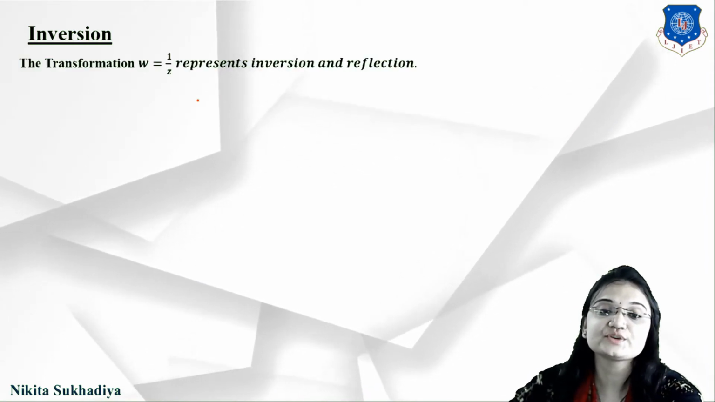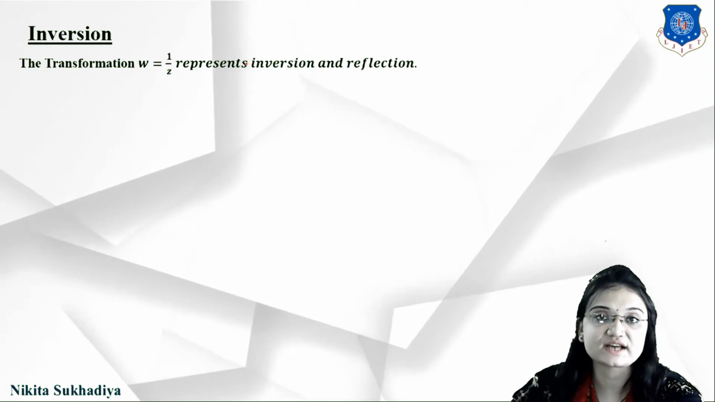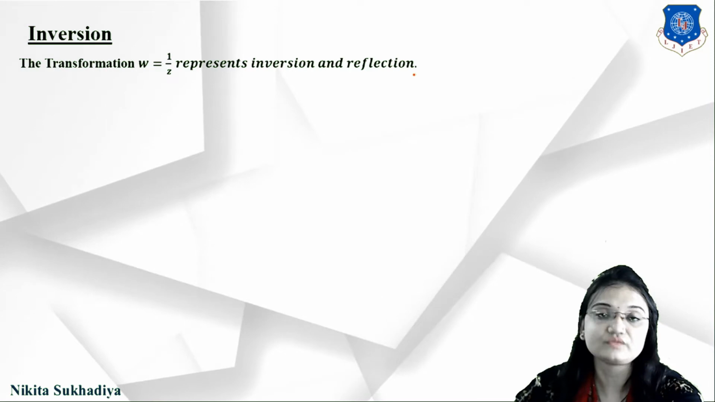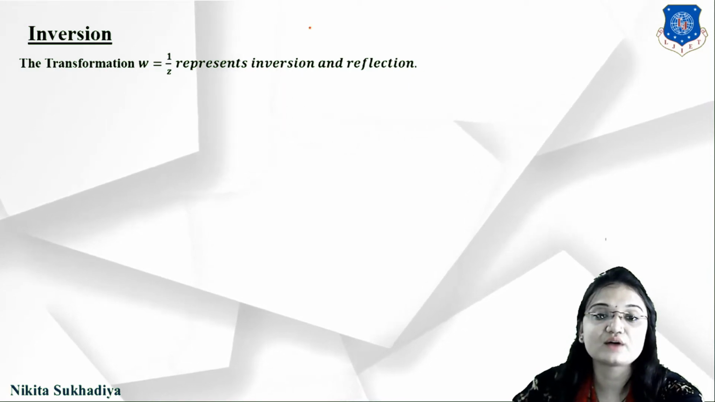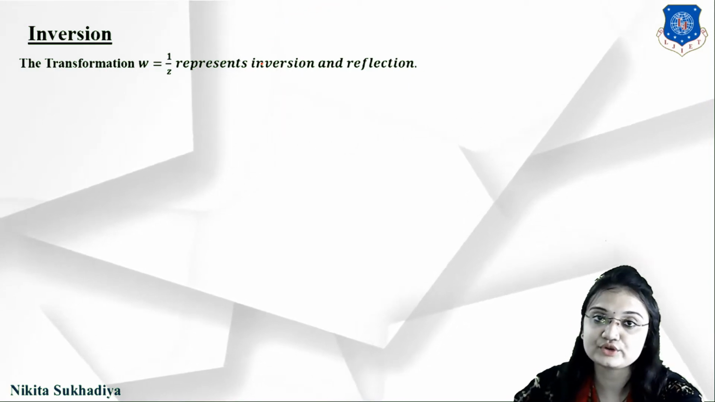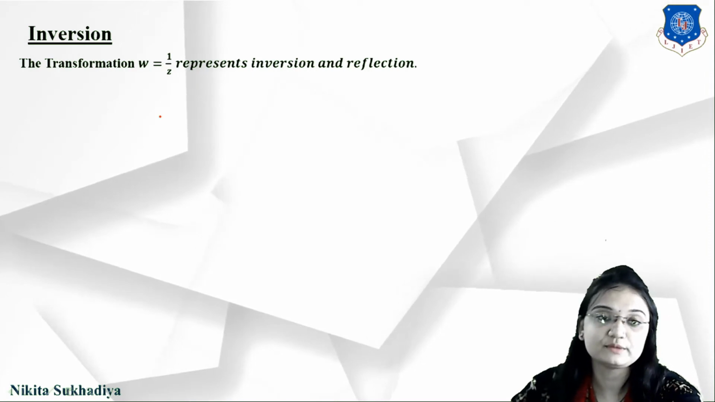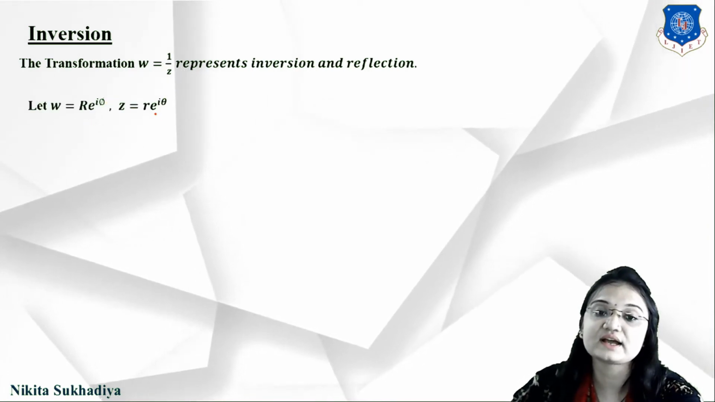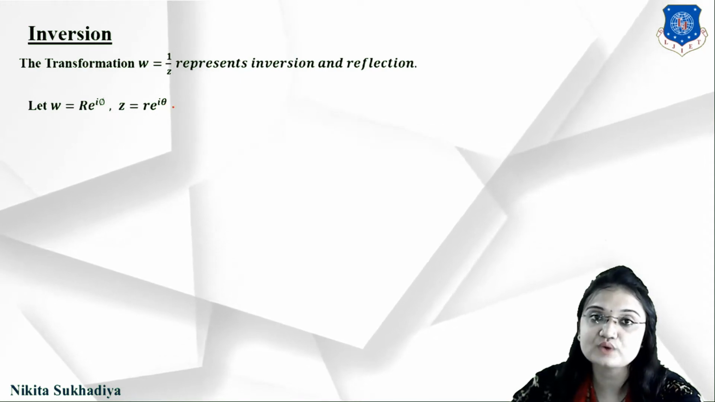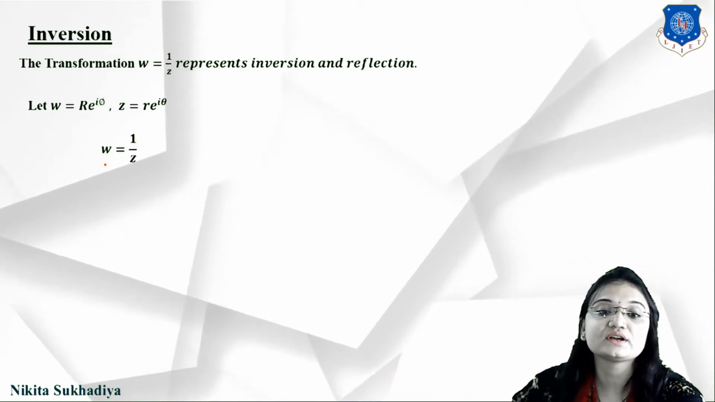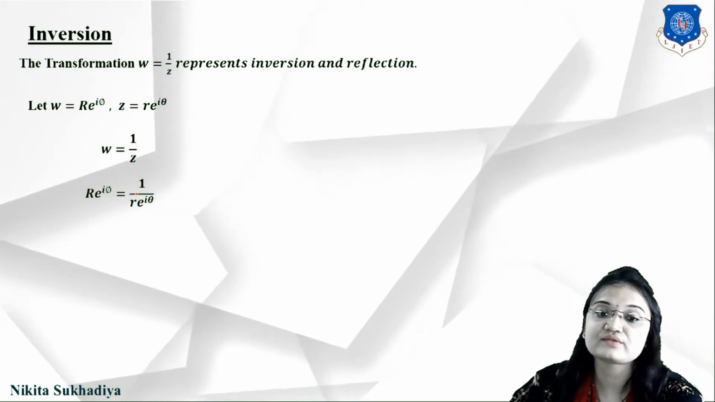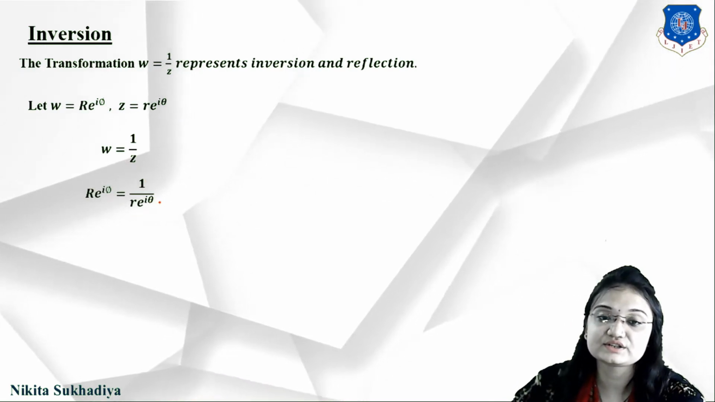So the transformation W is equal to 1 upon Z represents the inversion and reflection. Okay, let us understand how we find the value of u and v of the W plane. So here we have W is equal to r e raised to i phi and Z is equal to r e raised to i theta. Put W is equal to 1 upon Z. So r e raised to i phi is equal to 1 upon r e raised to i theta.